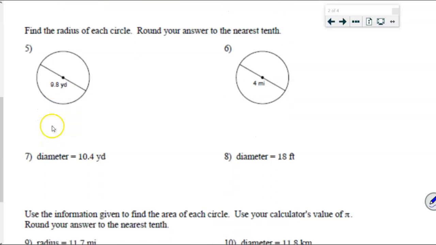Numbers 5, 6, 7, and 8. In each of these I am now saying find the radius. So in this diagram, I'll do 6 this time. In this diagram, what is the measurement that I'm giving you? Joshua. That's the diameter. So if I give you the diameter, how do I use that information to find the radius as it says to do?